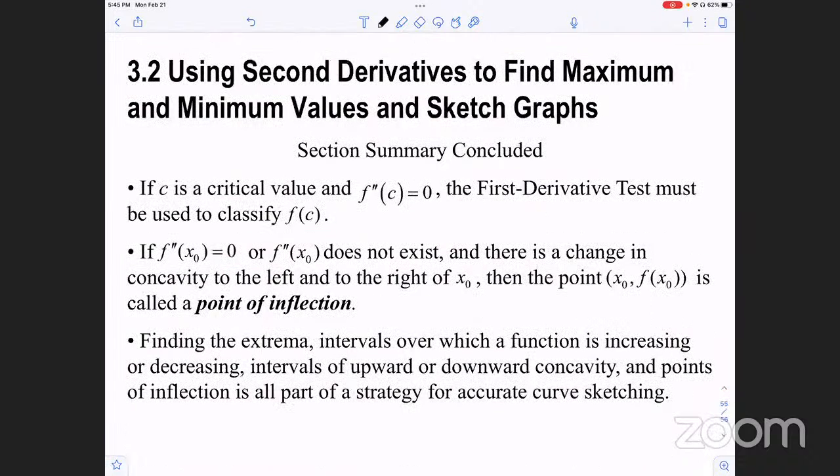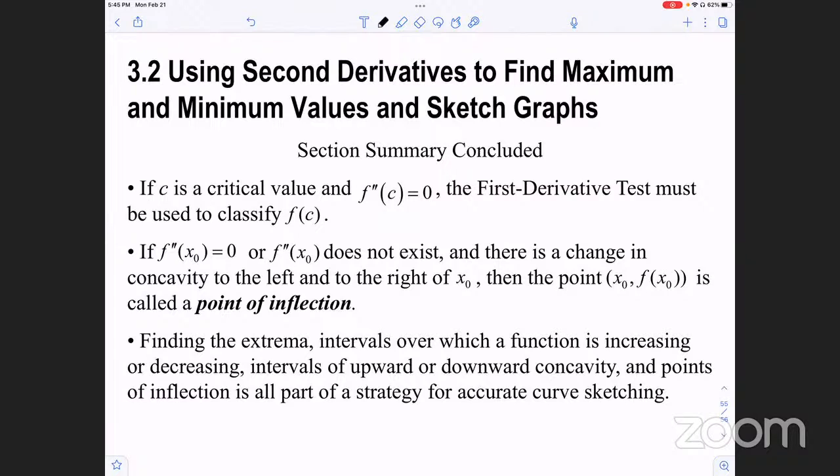If c is a critical value and the second derivative is 0, then we have to use the first derivative test to clarify. Because sometimes when you try to use a second derivative test to verify whether something's a relative extrema, it fails, right? So then when that happens, you use the first derivative test to verify whether it's a max or a min, or to verify whether it's an extrema. If the second derivative is 0 or does not exist, and there is a change in concavity to the left and right, then the point x naught, f of x naught is called the point of inflection, right?